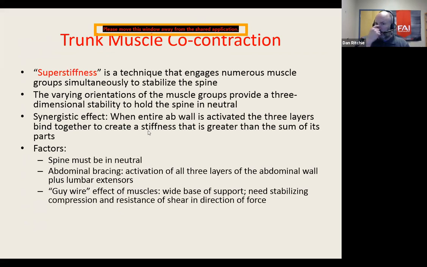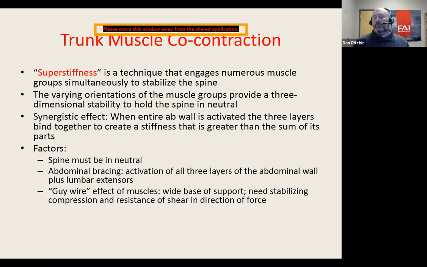Trunk muscle co-contraction. So before we get into some of the exercises, we always talk a little bit about abdominal bracing. We want to make sure that our clients, especially our clients that are new to exercise, are keeping their spine neutral. So abdominal bracing activates all 3 layers of the abdominal wall, plus the lumbar extensors. We want their core engaged, but we don't want it over engaged.